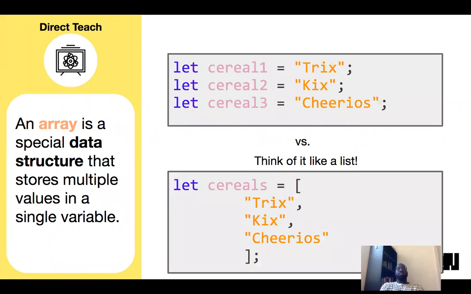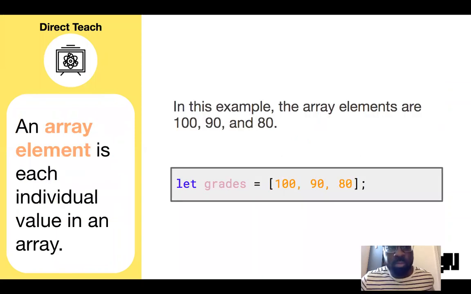So an array is a special data structure that allows us to store multiple values in a single variable. So instead of declaring three variables, cereal1, cereal2, and cereal3, we can declare one variable, cereals, and store all those different values in that one variable. So an array element is each individual value in an array. So in this example, the array elements are 100, 90, and 80, okay?